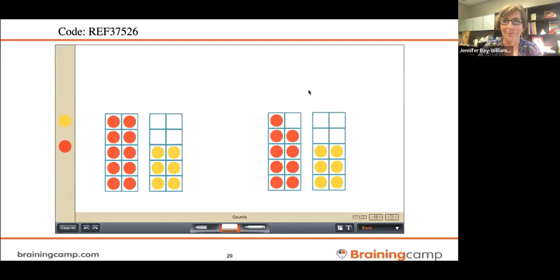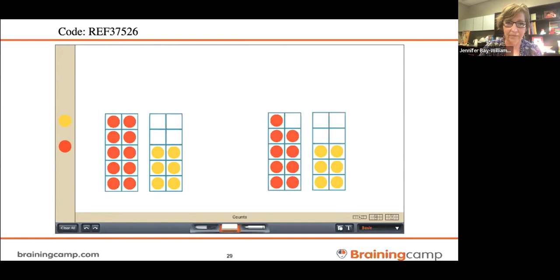All right. Well, again, feel free to continue to tinker as you're listening. I'm going to move on and continue with building this idea of making a 10. So beyond the 10 frames, we could use the Wreck and Rack.